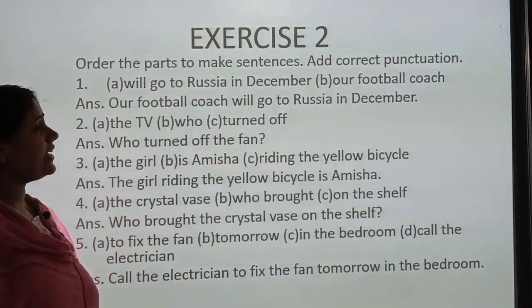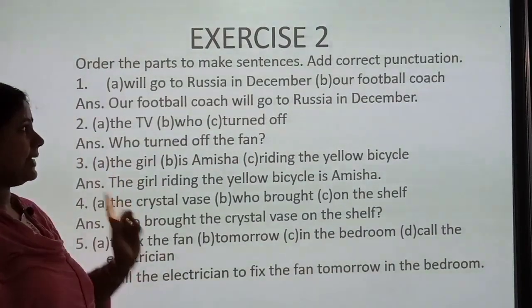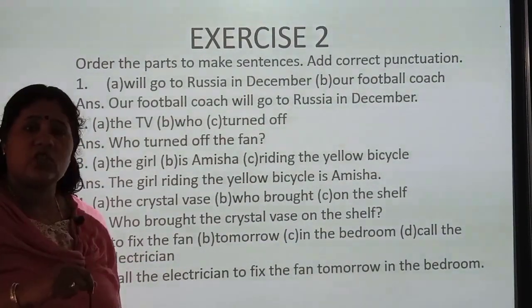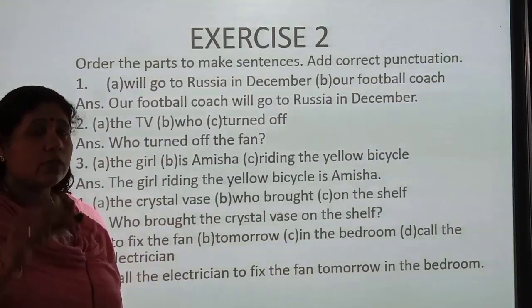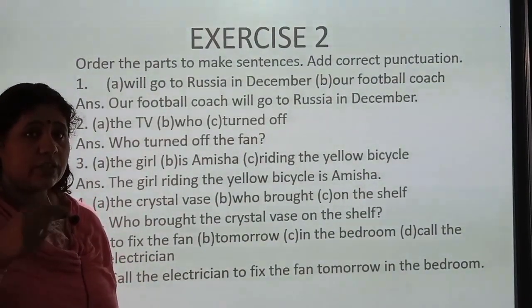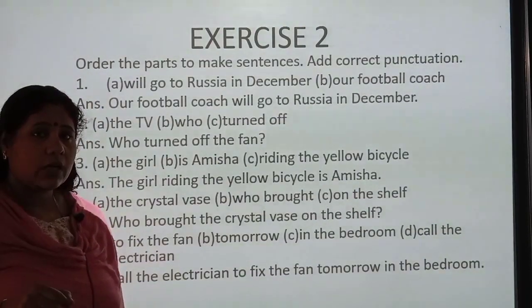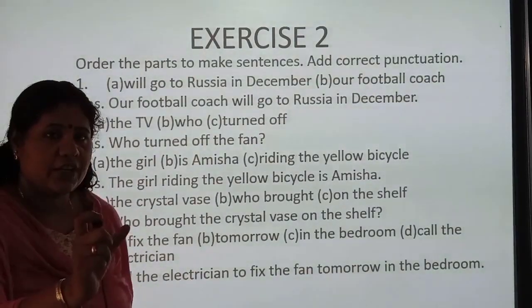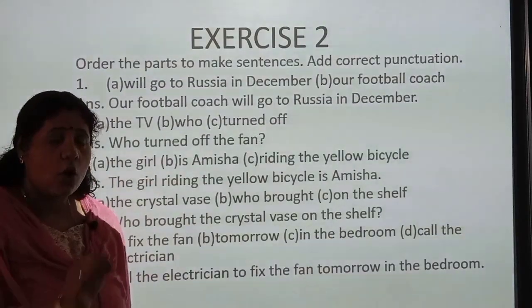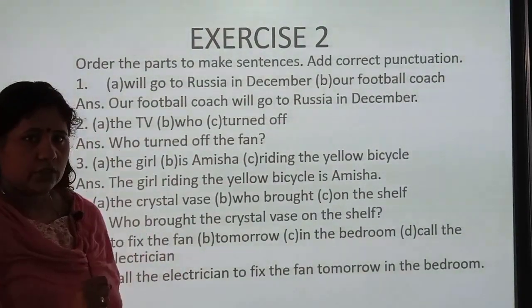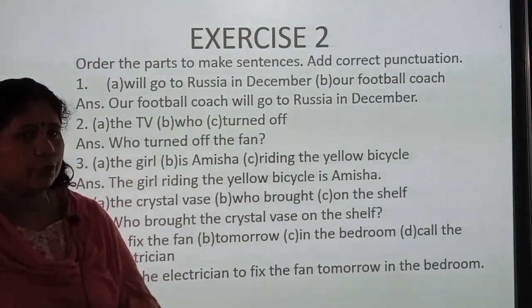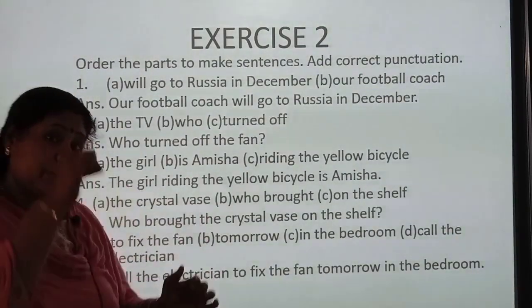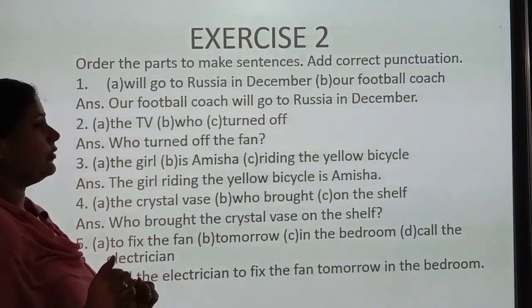Okay, now next, exercise 2. Order the parts to make sentences. Add correct punctuation. Punctuation means, children, I explained to you before in the beginning of this chapter that a sentence must have a full stop, a question mark if you are asking a question, an exclamatory mark which expresses a sudden, surprising, shocking feeling. So what do you mean by punctuation? Full stop, question mark, exclamatory mark, all these marks are known as punctuation. So these are the jumbled questions given to you. You have to arrange them into a proper meaningful sentence with correct punctuation. Okay. So let's get started with the first question.